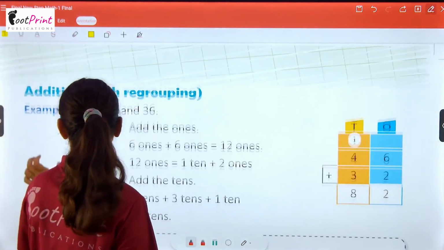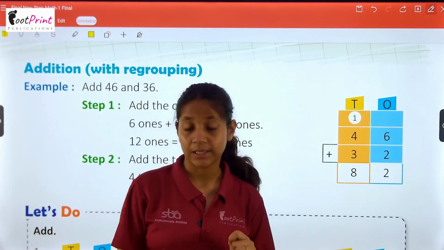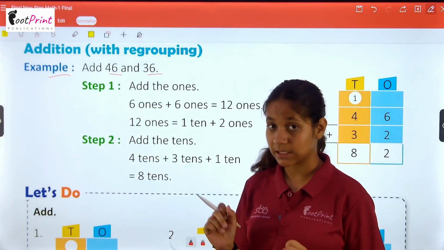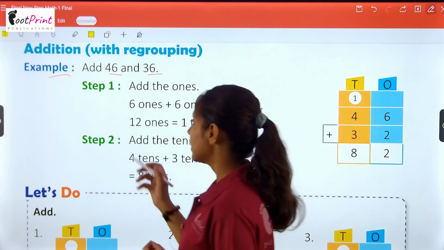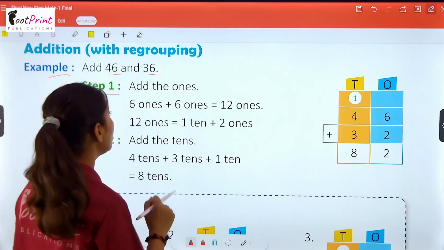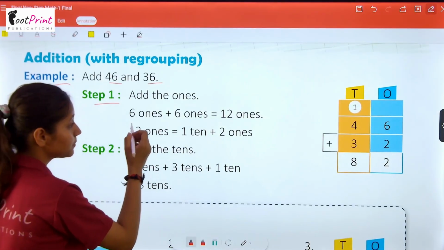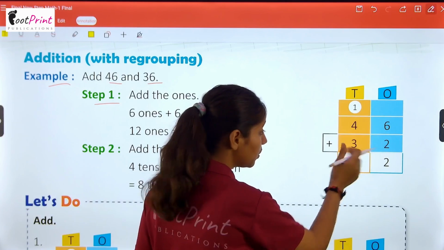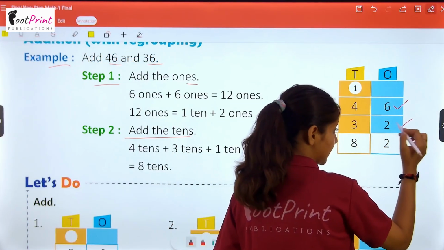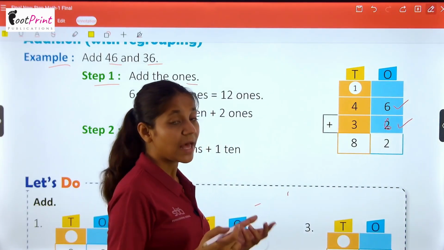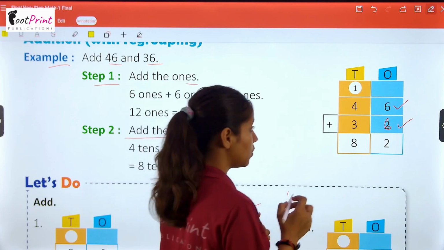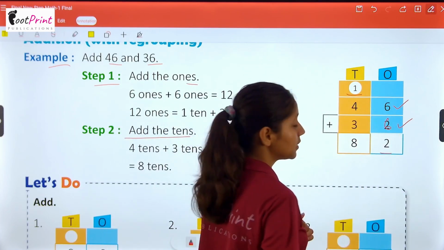Now we have the topic of addition with regrouping. Here is the concept. Example, add 46 and 36. These two numbers are big numbers. So step number 1 is, as we all know, adding the ones is always our step number 1. So adding the ones, firstly we will make a column. Now we will put the values at their places. Now adding the ones, as you can see here, 6 plus 6 is 12 ones. And we know 12 ones can be broken into 1 ten and 2 ones. So 1 ten and 2 ones as written here.